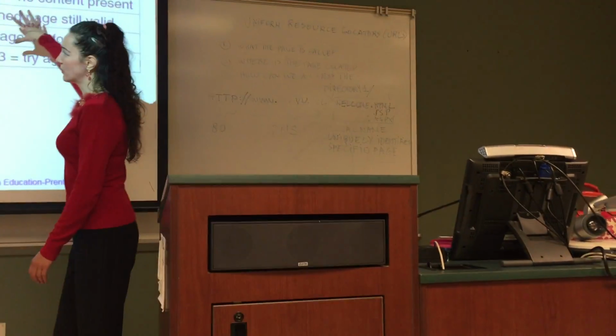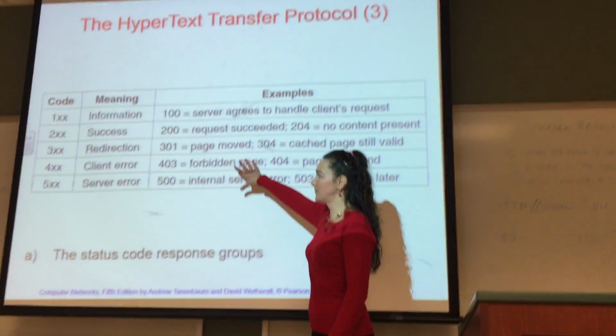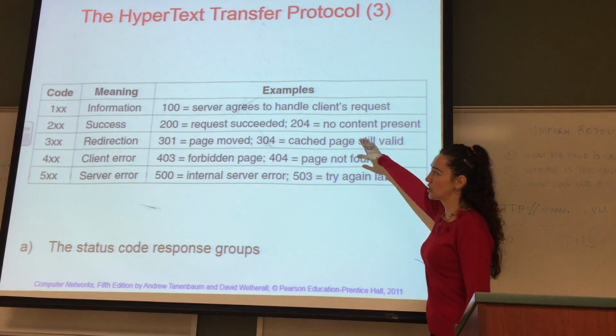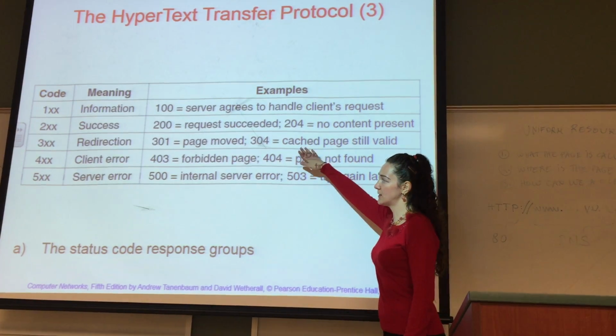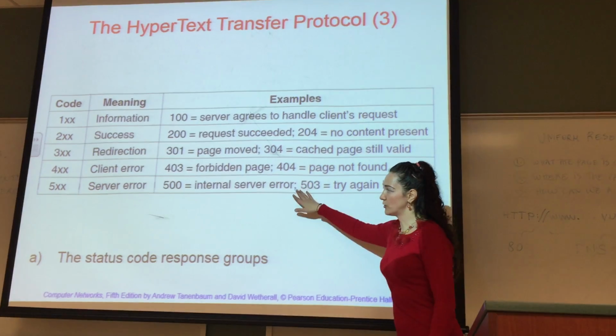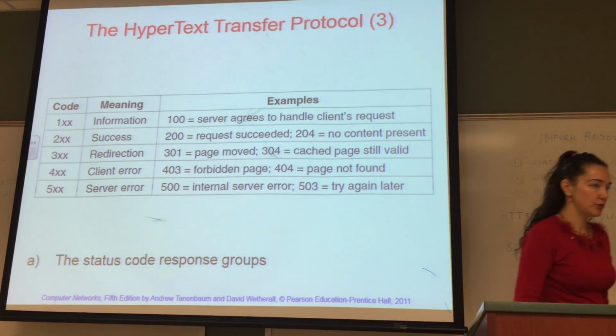This is another short table of the server codes. We have 100 is information, 200 is success, 300 is redirection, 400 client errors, and 500 server errors.